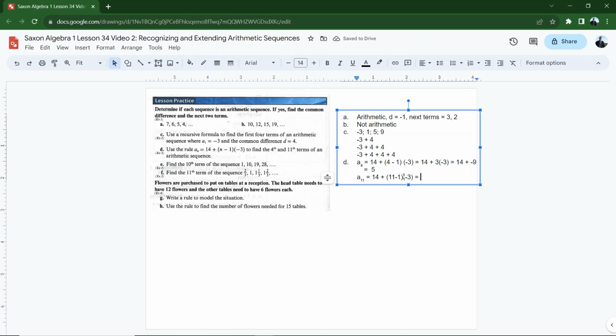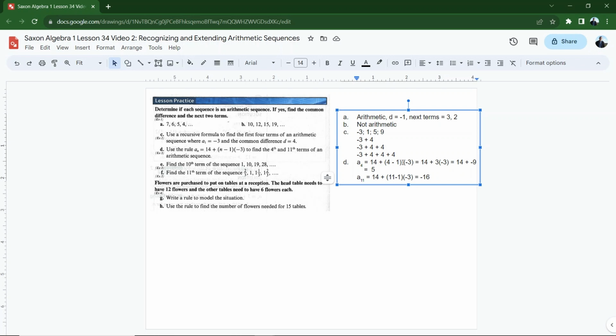10 times negative 3 is negative 30. Ooh, 14 plus negative 30? That's going to be negative 16. 14 minus 30 is going to go negative. The difference between 14 and 30 is 16, and then I have to keep the negative sign because the negative number was bigger. All right, that's how we find those terms.